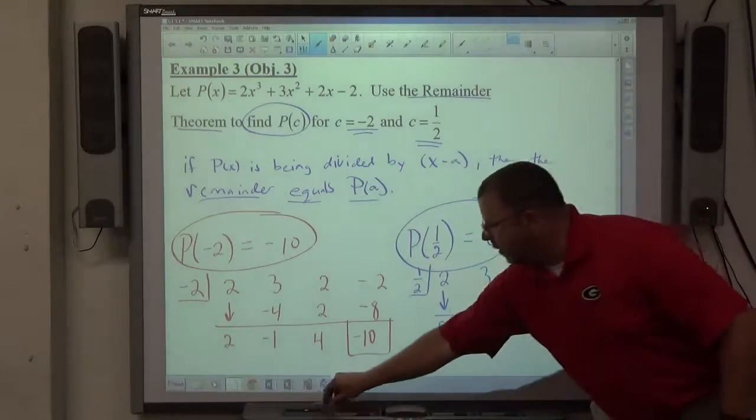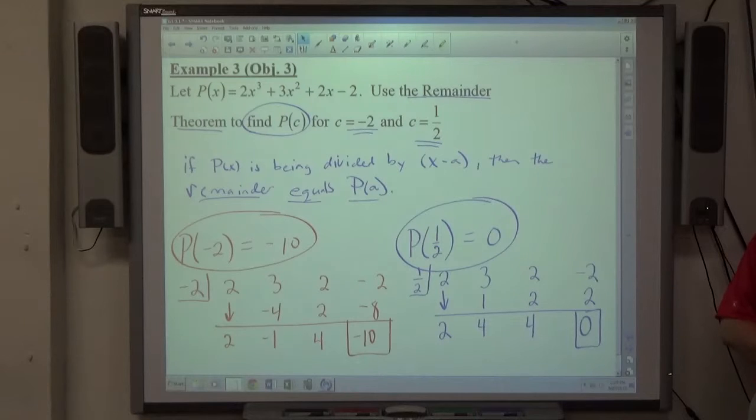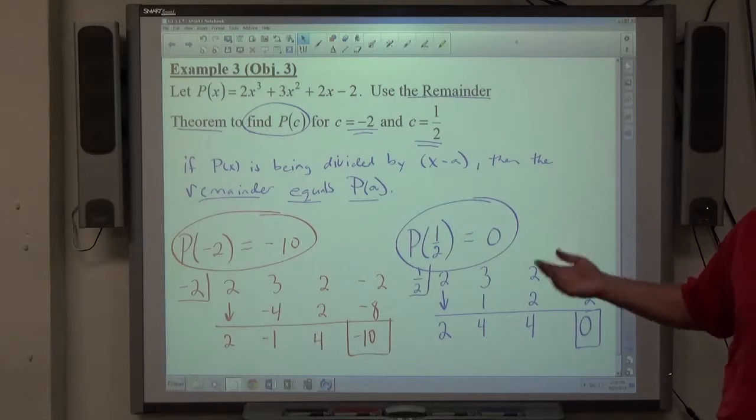All right? So if you're asked to use the remainder theorem to evaluate a function, do synthetic division. The remainder represents the answer. And that's all you have to do there, and it gives you more practice at synthetic division.